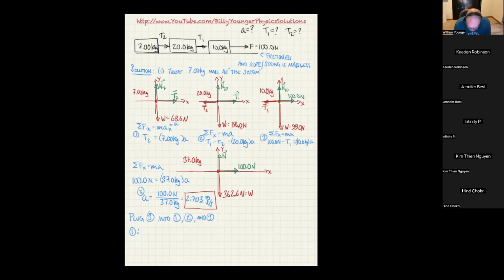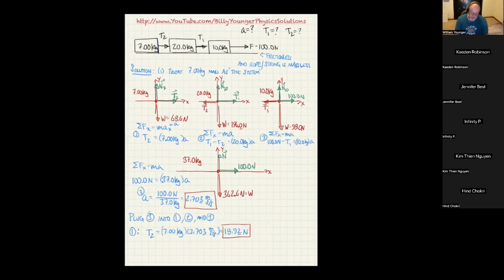So when I plug it into 1, what I get is T2 is equal to 7.00 kilograms times 2.703 meters per second per second. And I'm going to say 7 times that acceleration gives me 18.92 newtons. And I've got one extra sig fig there, obviously.